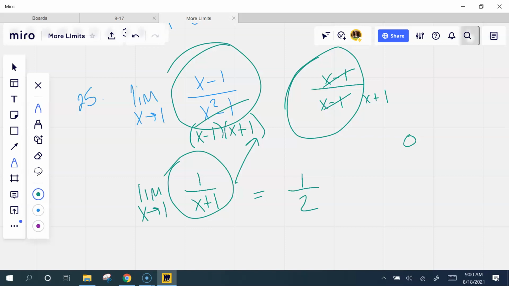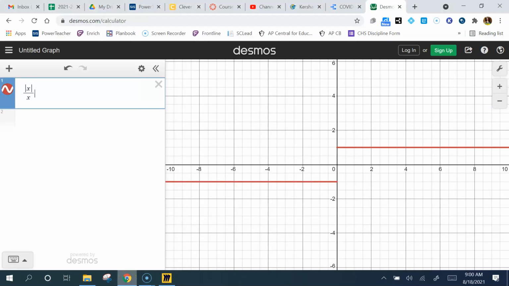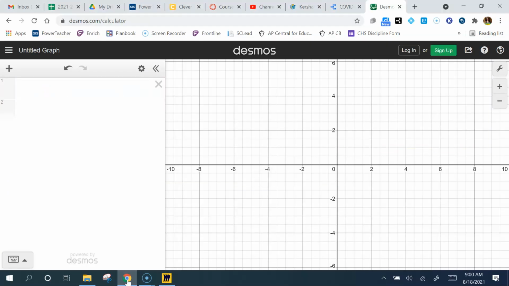What was the word? Like whatever the graph is, and then there's a hole. It's just one undefined point. So what does the graph of this look like? So let's graph it and see. Graph it on your calculator. Let's do it together.